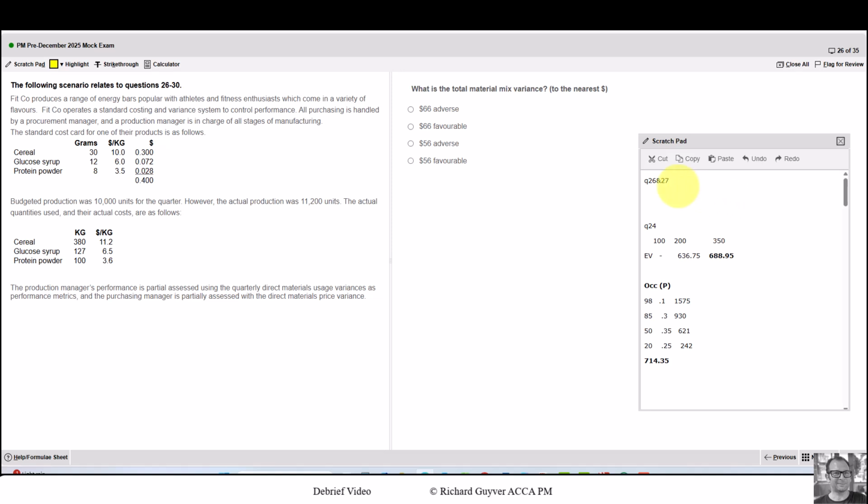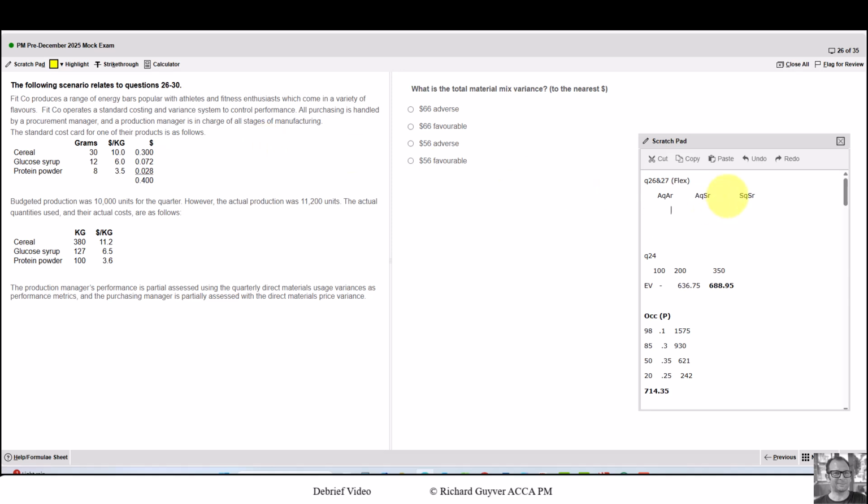I would certainly recommend having a process, having a template that you can use and apply for mix and yield variances. And you'll see in the scratch pad I've put 26 and 27 together because there's an efficiency in working both together. I've also written flex. One of the areas where students get stuck is they forget to flex the budget. So remember, the cost card is based on one product. So we need to flex this based on actual production in order to make it a useful comparison.